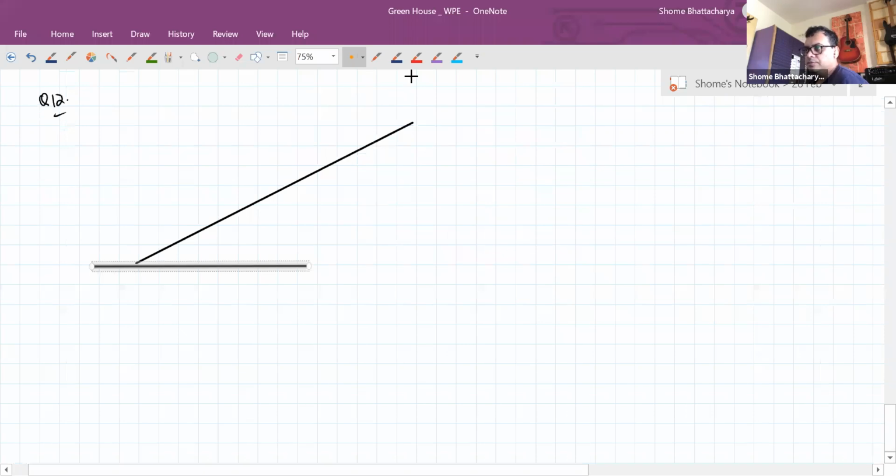So we have a 37-degree incline, and we have a block of weight 100 newtons. Coefficient of friction on the surface is given to us as, oh sorry, it's a smooth surface. So mu is 0.